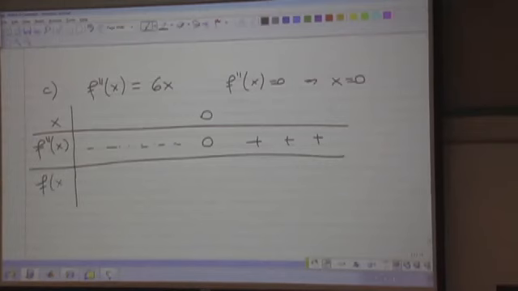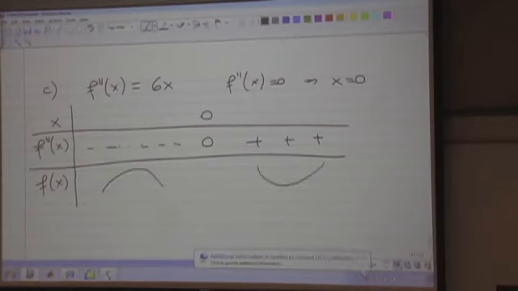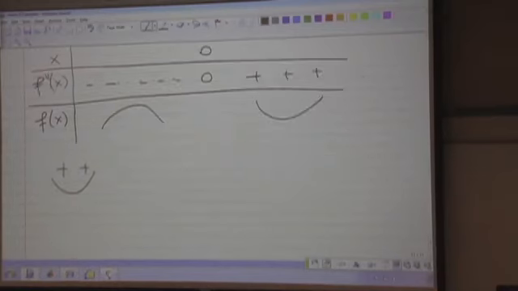which means f of x is going to be, this is the way I'm going to write things, concave down, concave up. So smiley face or sad face. That's another way of thinking about things. You're happy, it's positive. You're sad, it's negative.